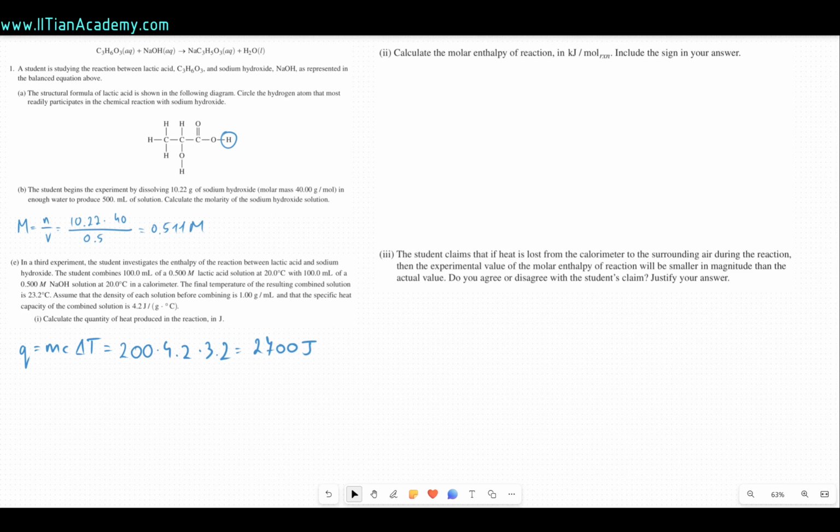All right, and of course the 200 grams came from the fact that they both have a 1 gram per milliliter density, and they have a combined volume of 200 milliliters.